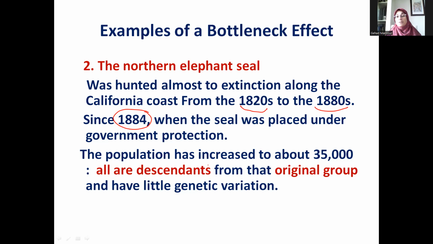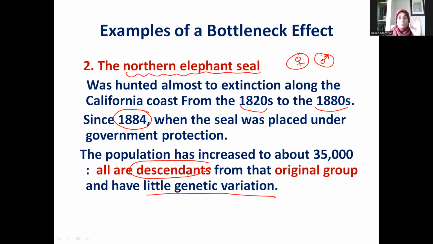But it happened that all the descendants had very little genetic variation, because when the hunters were hunting the northern elephant seal, as we said, they hunted it to almost extinction, meaning that maybe there were only two parents, a male and a female, that stayed alive, and therefore there wasn't adequate variation. This would not be like when you start with thousands of individuals to make a population.